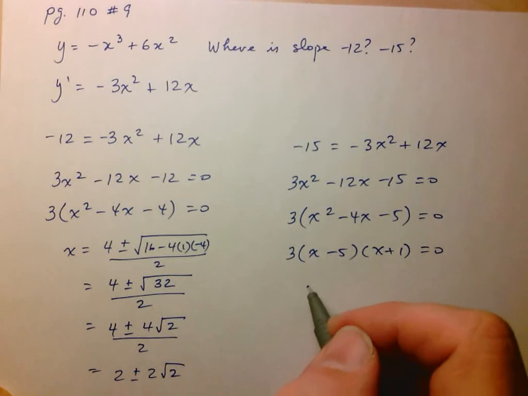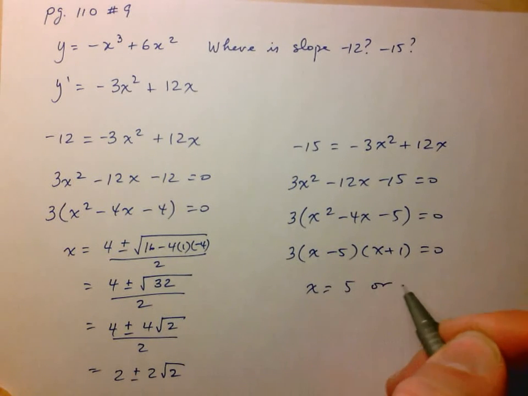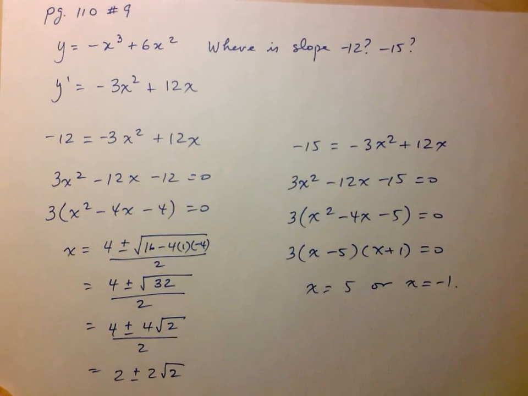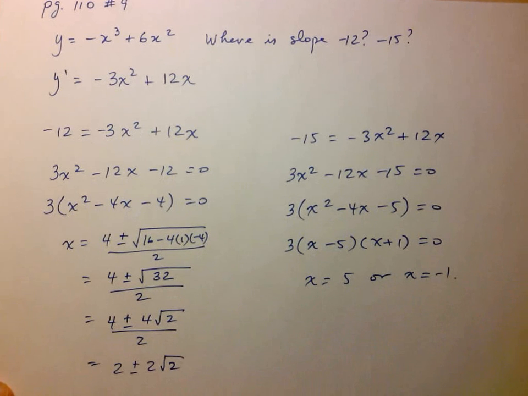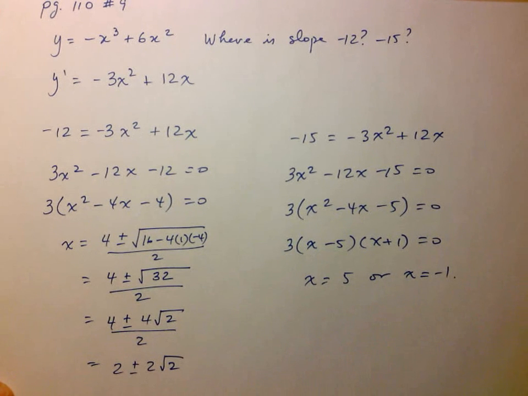And so here we see that x is going to be equal to 5, or x is going to be equal to negative 1. And since they were just looking for the x values where these slopes occur, we're done with these answers. Okay, that's it for this.